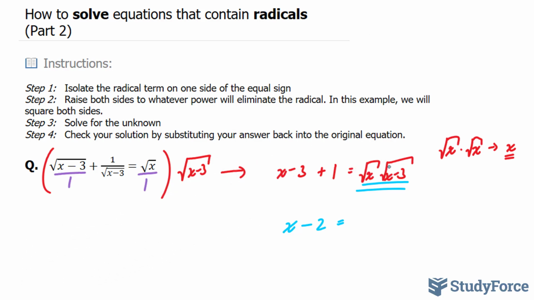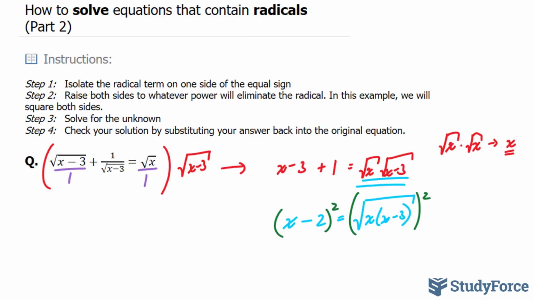Now, you're multiplying two radicals with the same index. They're both square roots, so you can multiply simply the radicands. So the square root of x times x minus 3. Now that I've isolated the radical term on one side of the equal sign, as shown, I want to raise both sides to whatever power will eliminate the radical. So this has an index of 2. I'm going to raise both sides to the power of 2.